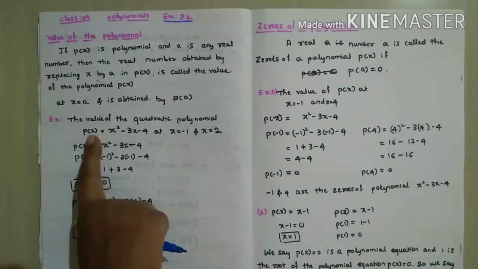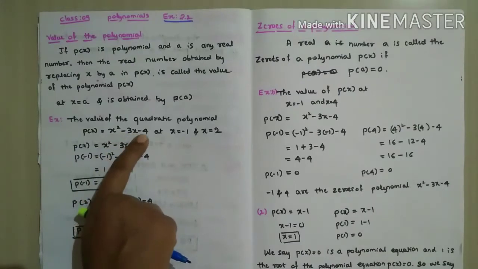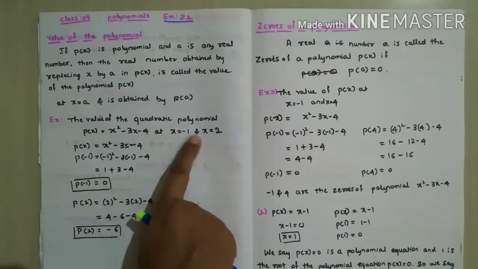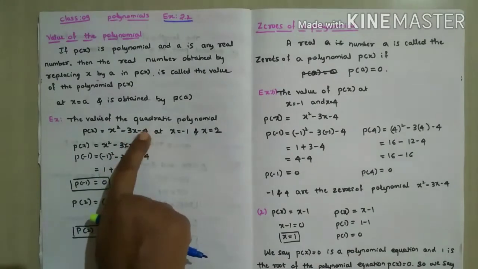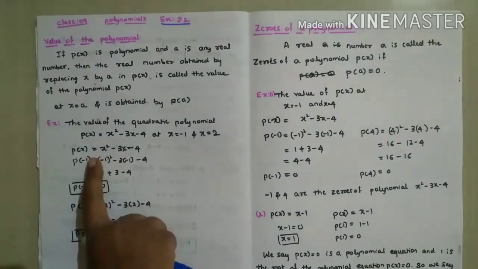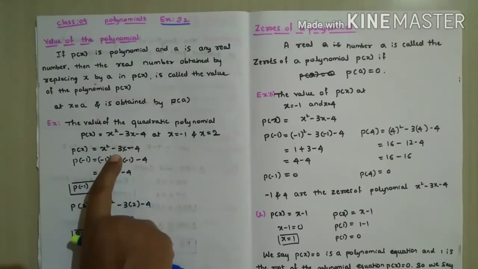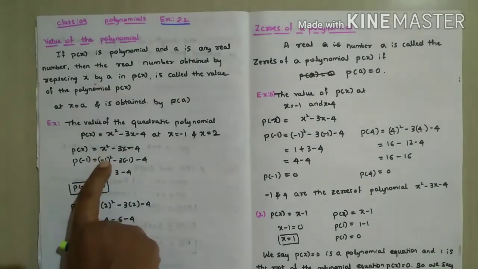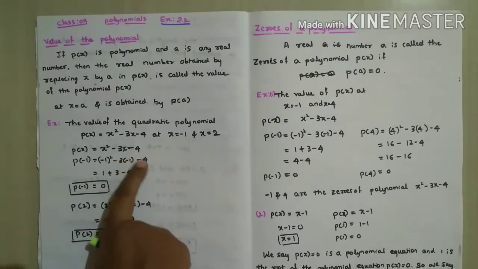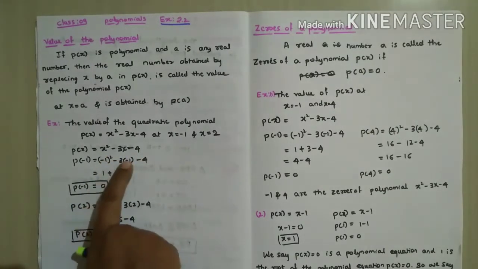Here I considered one example. P of x equal to x square minus 3x minus 4. At x equal to minus 1, in place of x I have to replace minus 1: minus 1 whole square, minus 3 into minus 1, minus 4. After replacing you have to simplify it. So, minus 1 whole square is 1, minus into minus will become plus 3, and this is minus 4. Now 1 plus 3 is 4, and 4 minus 4 is 0.